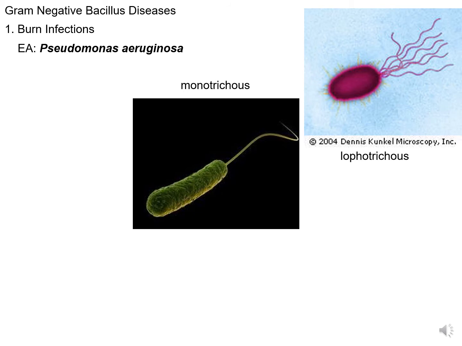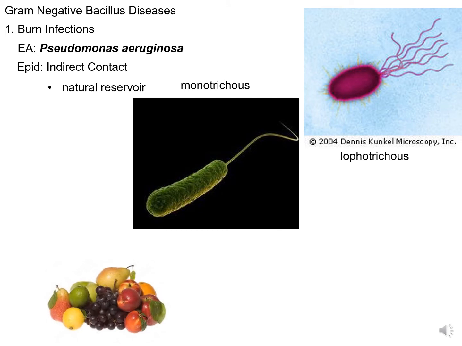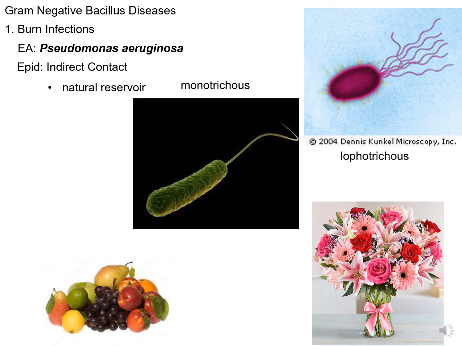Now, where does it come from? It comes from two natural reservoirs, either fruits, but that's not the main one where we get it to the burn infection, but flowers are. And this is why, as a nurse, you can never allow flowers onto a burn ward, because by indirect contact, just things touching it or somebody mishandling it, it can get these organisms from the flowers into the eschar. And once that happens, we have a very serious problem.